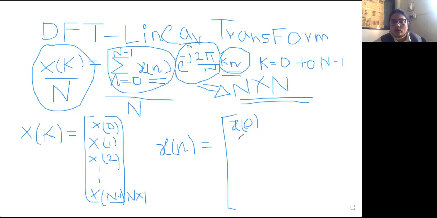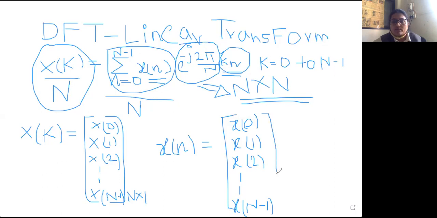X of 0. Then the second sample is x of 1. Similarly, the third sample, which I am going to write here, is x of 2. And in the same way, because there are n number of samples, the last sample will be x of n minus 1. This is going to be my last sample.